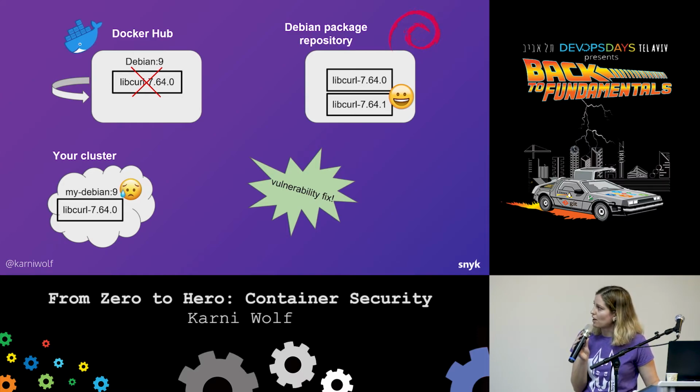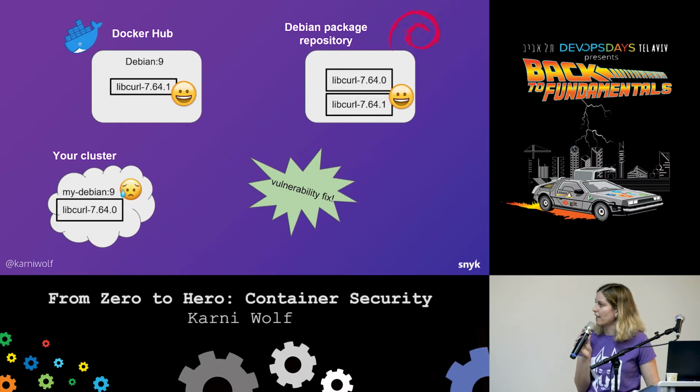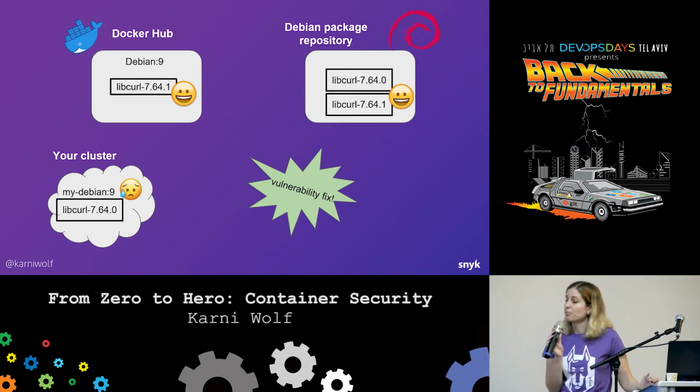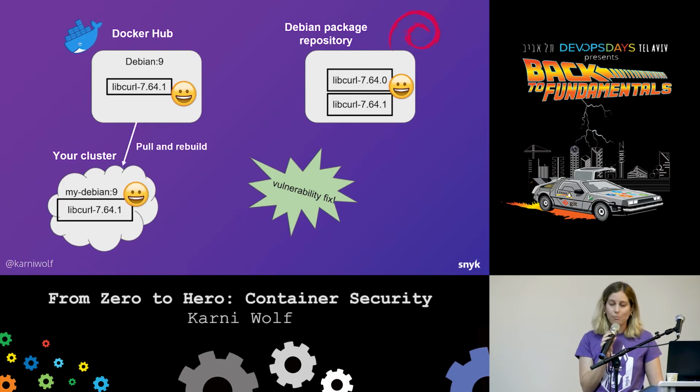And the next step is for Docker Hub to update the image with the new package. But you're still stuck with a vulnerable package because you're based on the older version of Debian 9. By simply pulling the newer image of Debian 9 and rebuilding your image, you're good to go.